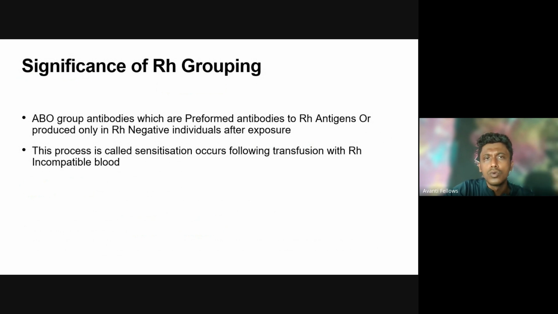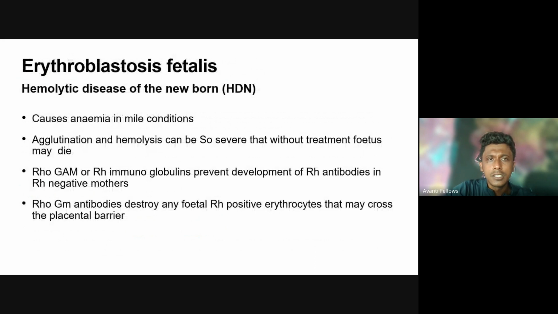Now, why do we have to do RH grouping? Sometimes the problem of the RH factor comes during the stage of pregnancy. This is called erythroblastosis fetalis. Erythroblastosis fetalis is a condition. Another name for this condition is hemolytic disease of the newborn, or HDN disease.